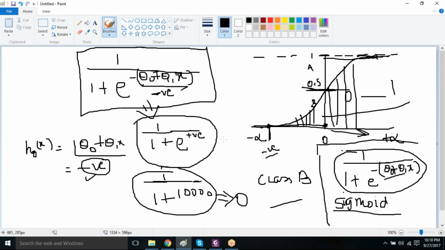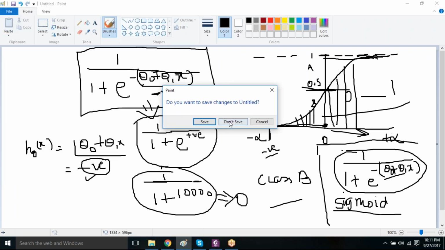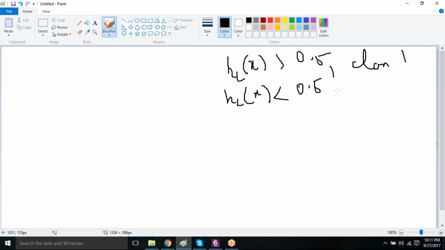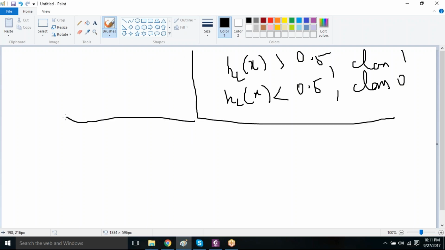You will agree with me, right? Because there are only two things. Depending upon the hypothesis value, whatever it is coming, I will write it once more. If your hypothesis value is more than 0.5, you will say class 1. If the hypothesis value is less than 0.5, you will say class 0. Good enough?